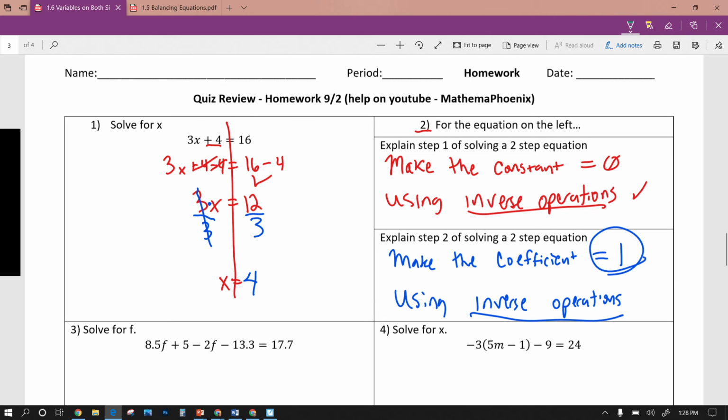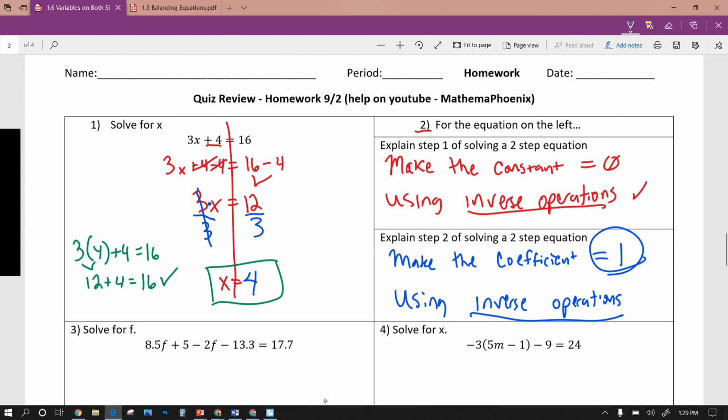So now let's go ahead and check our work. Once we check our work, we'll find out if we're correct. 3 times 4 plus 4, does that equal 16? 3 times 4 is 12 plus 4. Does that equal 16? It does indeed, which means that we have the correct answer of x equals 4.